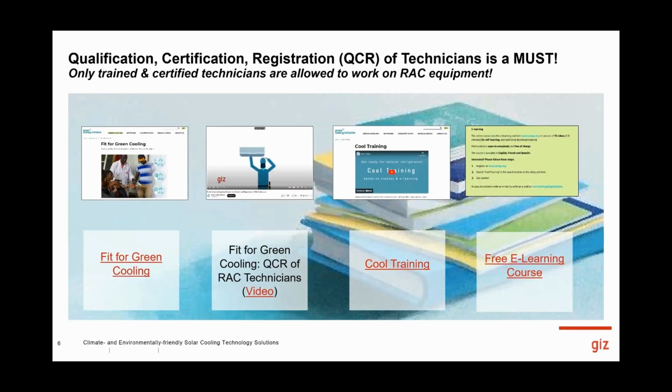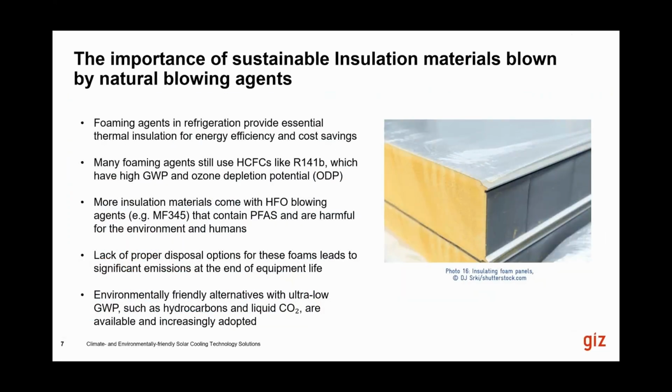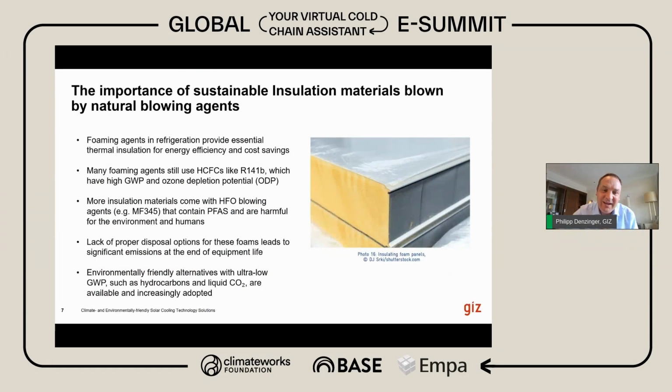Another important factor that most of the time is forgotten completely is the insulation material. And I still see a lot of cold rooms using 141b. That's an HCFC, so it still has an ozone depleting potential and a high climate potential. And this cannot be. But what I really now see is you have more and more HFOs with PFAS, you know. So you have a nice cold room, but they use HFOs and other chemicals, you know.